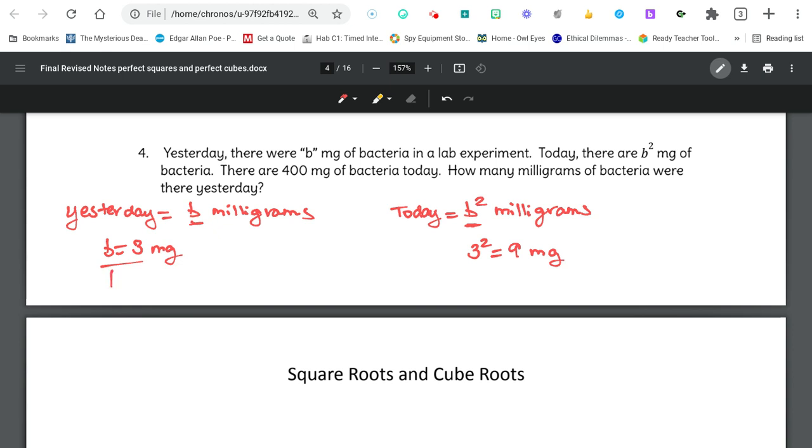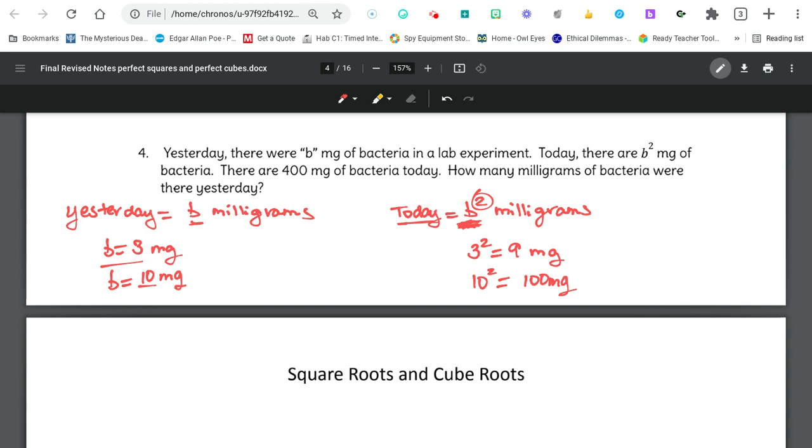Or suppose I say yesterday there were 10 milligrams. Well, today you would have to square that to get how many there are today. You have to square B to see how many there are today. So if I square 10, because again, you take B and square it to figure out how many there are today, and B is 10, today there would be 100. So if you want to go from yesterday to today, all you have to do is square how many there were yesterday to get how many there are today.